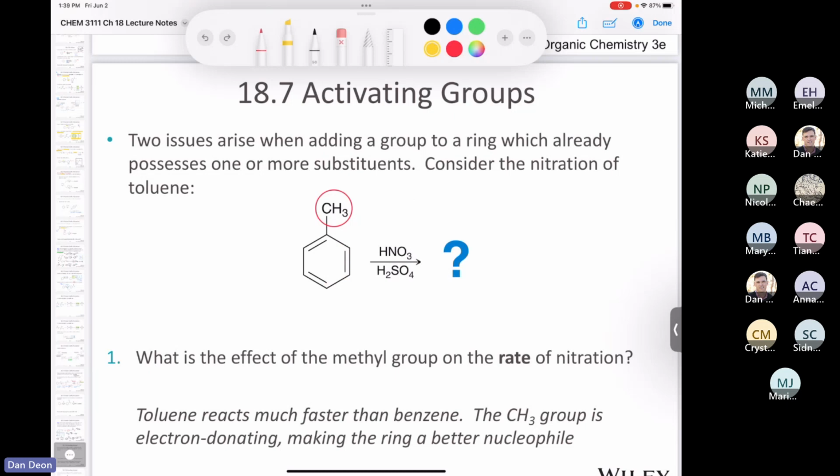So there are two questions that we want to ask here. Number one is, what's the effect on the rate? So is the reaction going to be faster or slower now that we have this methyl group there? It actually turns out that toluene reacts a lot faster than benzene, about 25 times faster. Now, I'm not going to quiz you on that, but you should know that it does react faster. The reason is that the methyl group is electron donating via hyperconjugation, and so it makes the ring a better nucleophile. It's more prone to donating electrons. And so there's the first part.